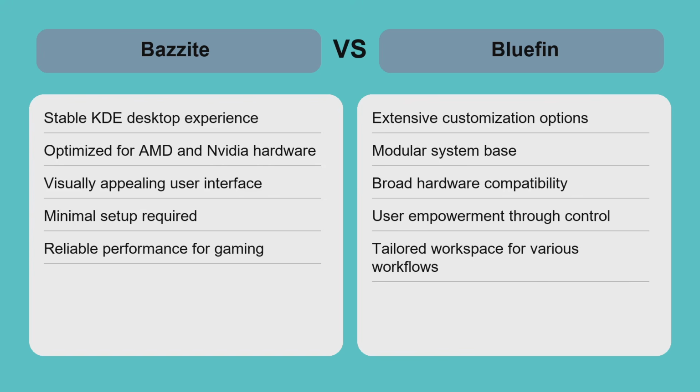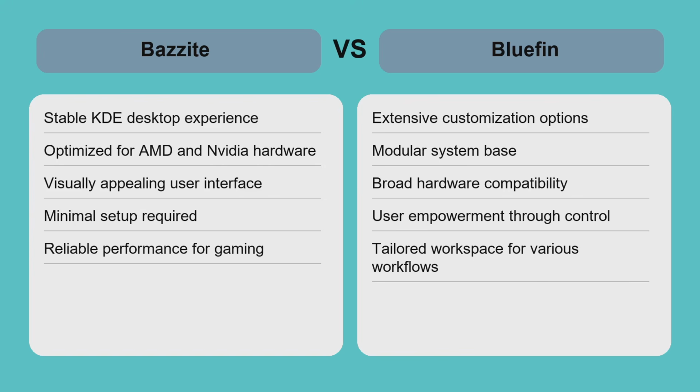In contrast, Bluefin shines when customization and flexibility are paramount. Developers or power users who want to tailor every aspect of their Linux environment will benefit from Bluefin's modular design, though it demands more hands-on management. If you prefer a streamlined, visually consistent desktop with solid hardware support, Bazzite is the way to go. But if you want deep customization and control over your system components, Bluefin offers a more adaptable platform, albeit with a steeper learning curve.